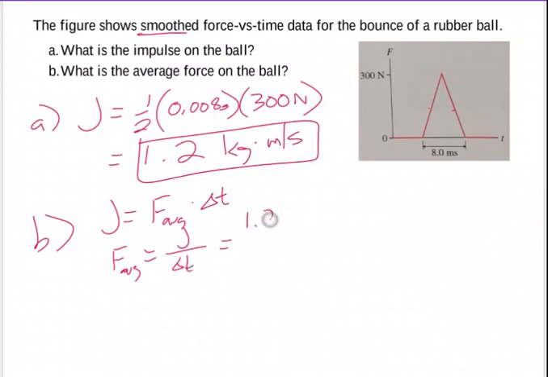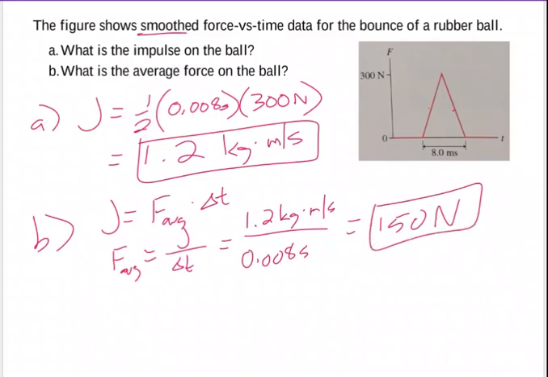So that's going to be 1.2 kilograms meters per second divided by delta T. What do we get? 150. 150 what? This is newtons. It's an average force. Don't overthink it. Okay, so pretty straightforward stuff. Does it make sense that the average force is 150 when the maximum force was 300? In this situation, yeah, kind of.